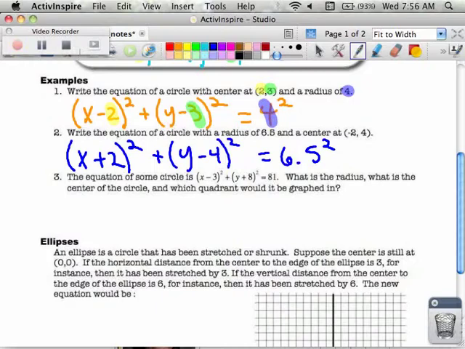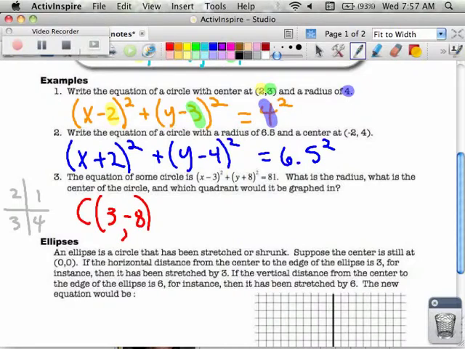In number 3, they kind of go the other way this time. They talk about the equation and say, hey, wait a minute, where's my center? What's my radius? And what quadrant am I in? So just in case you don't recall, if you're looking at a graph, this is quadrant 1, 2, 3, and 4. And as I look at this equation, what I notice is that I have a center, and the center are the opposites of the things that you see. So the center is going to be at 3, negative 8.